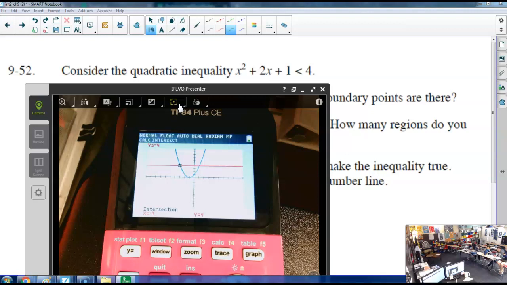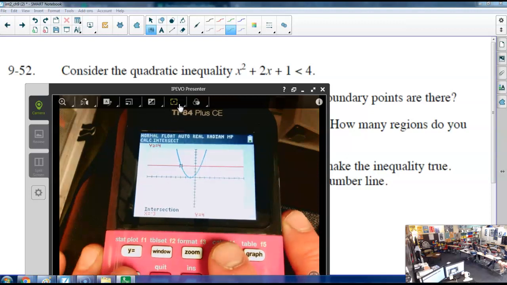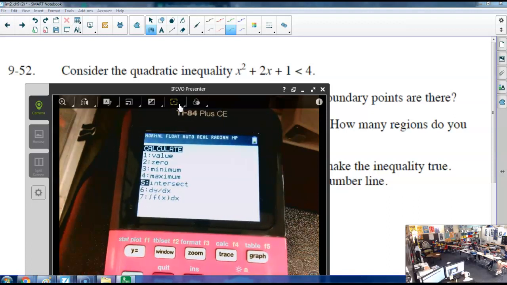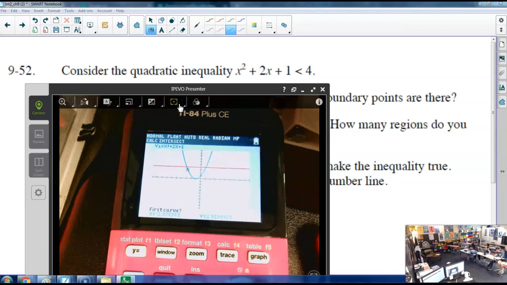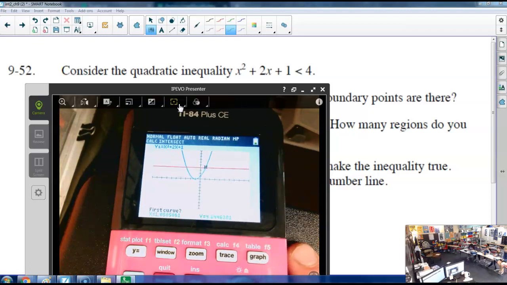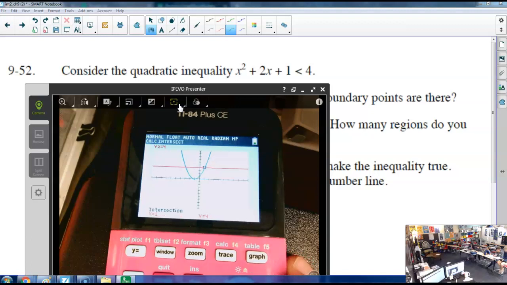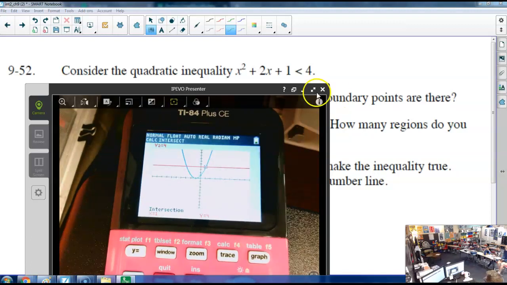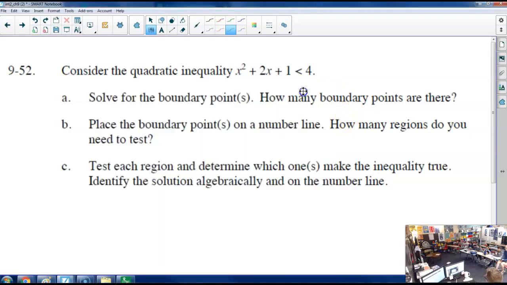So when x is negative, do it again. We got x is -3, right? Hit second trace, go to intersect, and go to the right point where they intersect, as close as you can. Click enter, enter, enter. Now you can move the point in between. You get 1, 4. So now to graph this inequality, it's between -3 and 1, right?